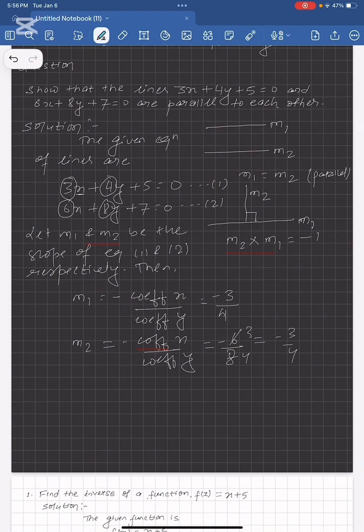So we can see here the slope of the first equation m1 is -3 by 4, and the slope of the second equation, which is m2, is also -3 by 4. So since m1 is equal to m2, the given lines are parallel. Thank you.